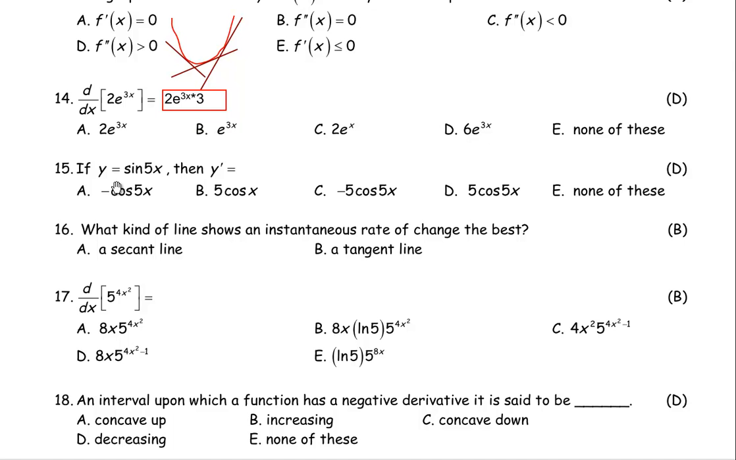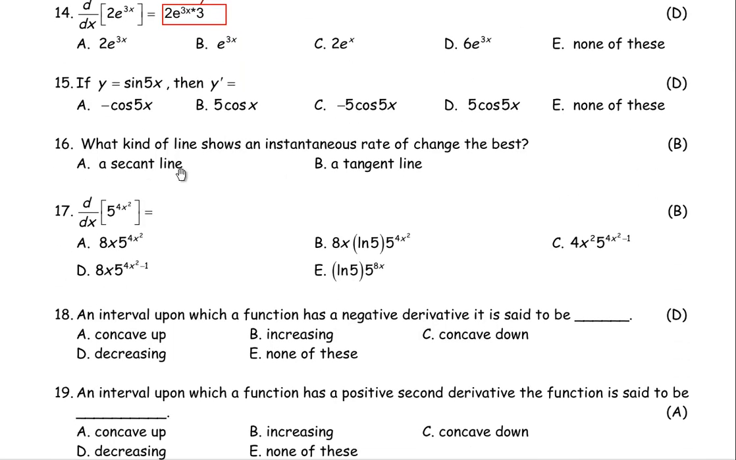For number 15, if y equals a sine of 5x, to find y prime, the derivative of sine is cosine. So we would have a cos 5x, and then we would multiply it by the derivative of the 5x, just like we differentiate the 3x to give you 3 here. So the derivative would end up being cos 5x times 5, or 5 cos 5x. So that's why D is the correct answer for 15.